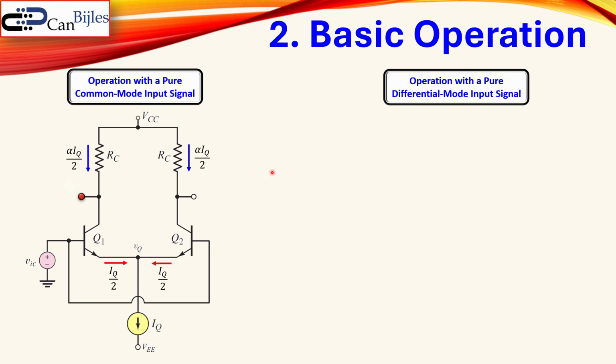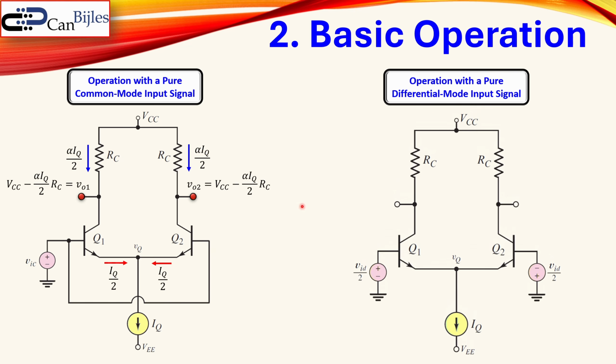Now, for this node voltage, we can use Kirchhoff's voltage law. We can say this voltage here is VCC minus the voltage drop across the RC. That's actually shown here. So that is also called the VO1. Now similarly for the right side, we can express the voltage VO2 as VCC minus the voltage across this resistor. You see actually the same expression for the VO1 and the VO2. So we can see later what it means.